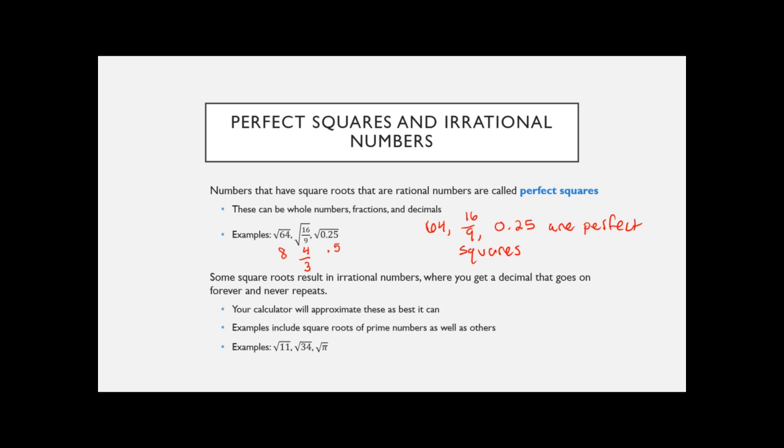And these tend to be, if you take square roots of prime numbers, you'll get irrational numbers. So like the square root of 11, if you did that on your calculator, you're just going to get a lot of decimal places. Square root of 34, square root of pi. So I encourage you to use the square root button on your calculator or whatever calculator you're using. And then you just have to determine, is this a rational number or irrational number? Now, if you're using Desmos as your calculator, it's really easy to tell. So let me pull up Desmos.